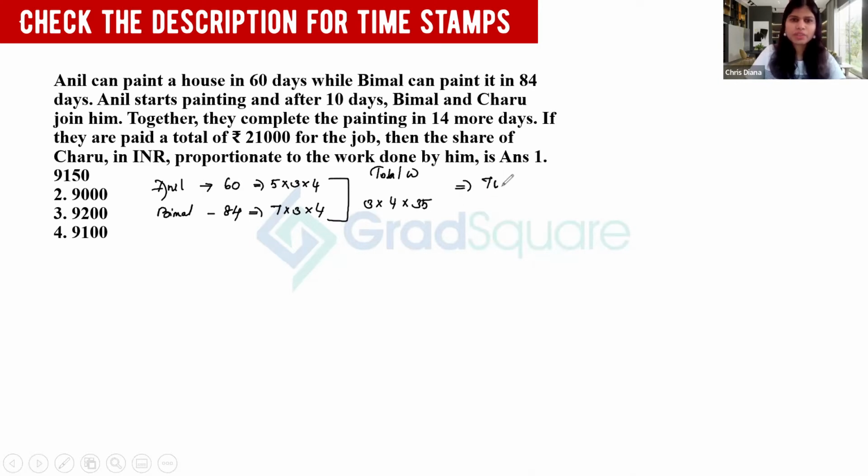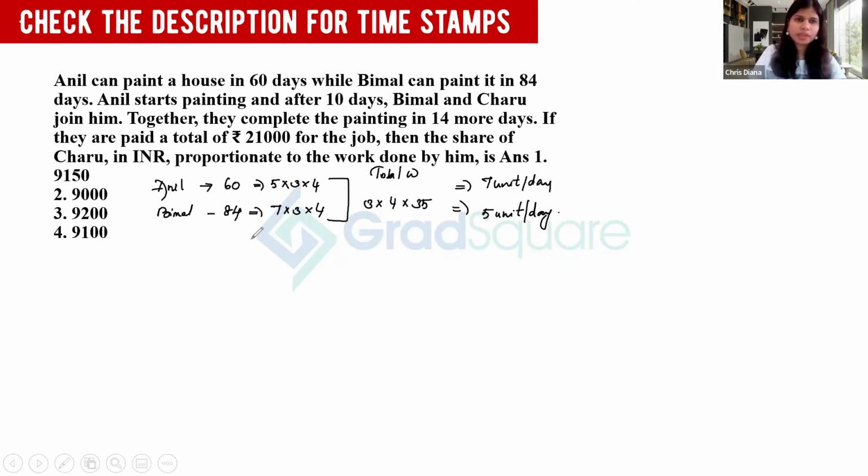So Anil can do 7 units every day. Similarly, 84 is 7 into 3 into 4, and this is 7 into 5 into 3 into 4, so Bimal can do 5 units per day. So I have got the total work and the per day efficiency of each person.